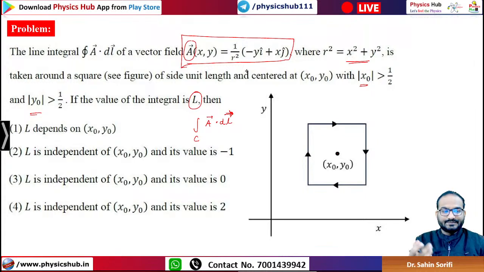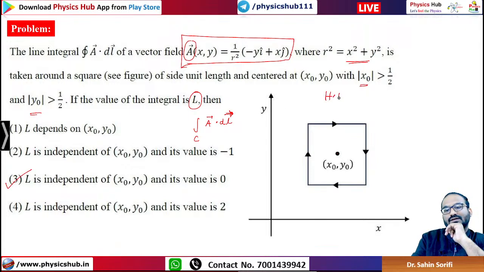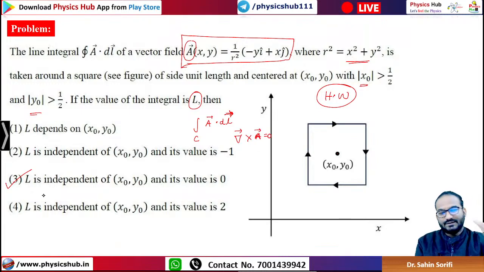So for this you will see that the curl will come out to be 0. So L will be equal to 0 and it will be independent of x naught, y naught. So option 3 will be the correct answer. Take this as homework. Just evaluate the curl of this function, curl of A, and this will give you the result 0. So option C, option 3 will come out to be the correct option.